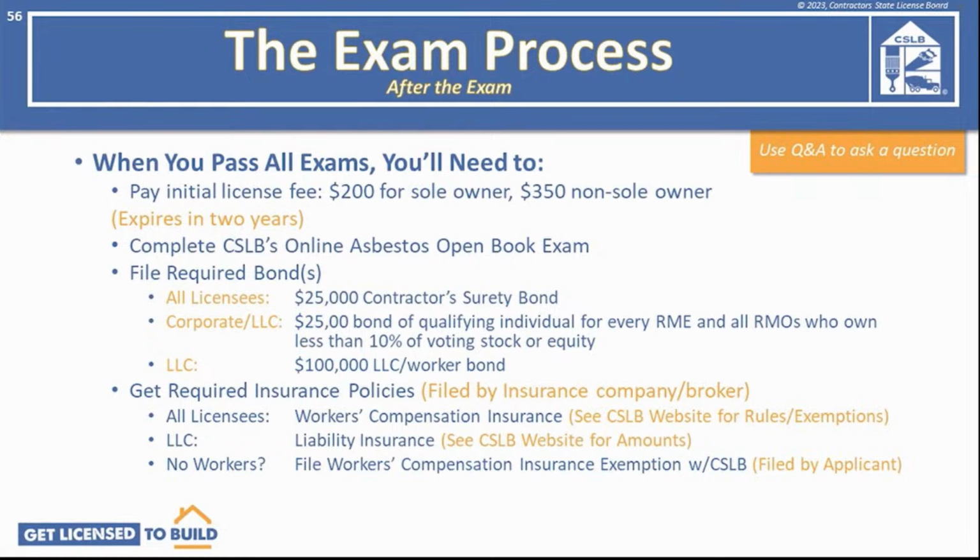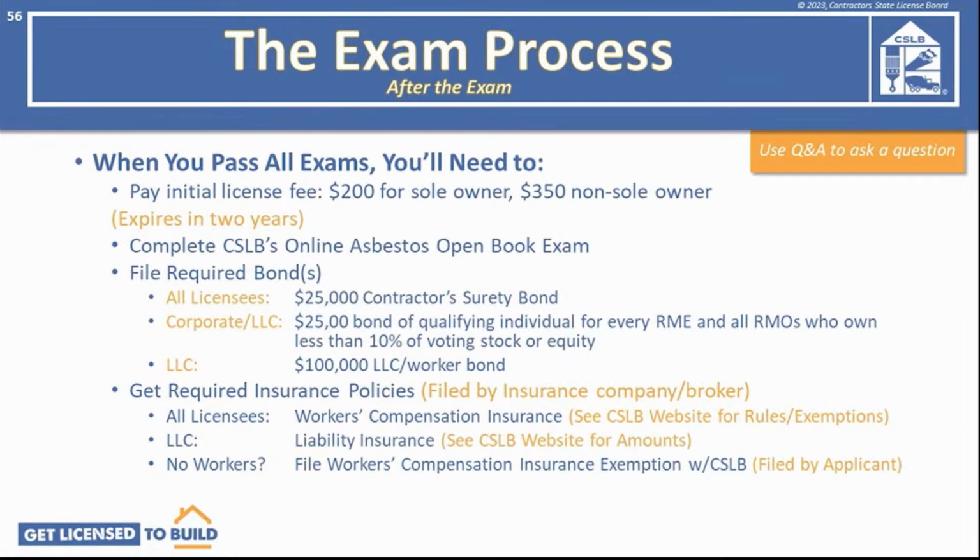If you've got employees, you'll need to get workers' compensation insurance. If you don't have employees, you must file a workers' compensation exemption with CSLB. You can also submit this online. If you're going to be an LLC, you'll also need liability insurance. See our website for more information. Your insurance company or broker can submit your insurance information to CSLB directly on our website.